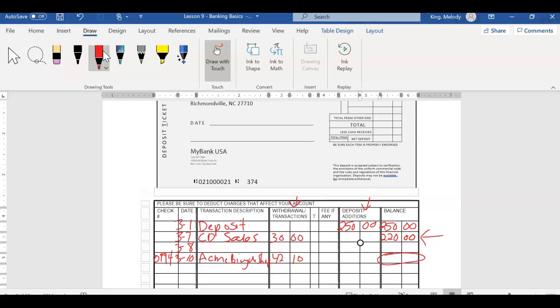So keep going with the rest of those purchases. Again, make sure all your checks are filled out, all your deposit slips are filled out, and your register is complete. I will look at your ending balance to make sure that that's correct.